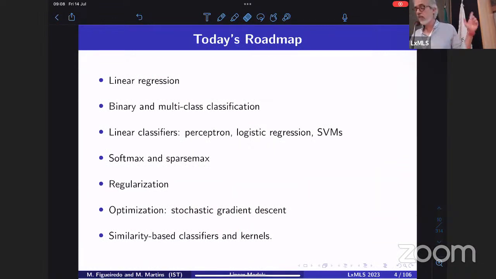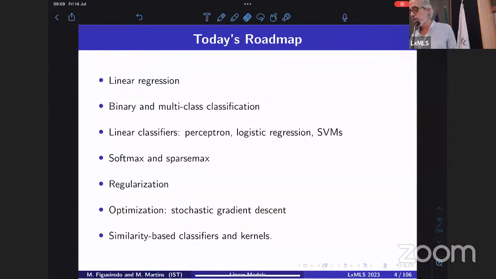I forgot to mention, stop me, interrupt me, ask questions. Say, oh, we already know all of that, just go ahead, or I don't get what you're saying, so please interrupt if you feel like you have to. Okay, so we'll cover linear regression, which is the basics, the simplest of all linear models, and it goes back at least to Gauss, so it's really, really old. Then we'll jump into classification, both binary and multi-class. Then we'll spend a lot of time looking at linear classifiers. We'll start with perceptrons, which are 70 years old. Then we'll move to logistic regression, which is maybe 70 years old also.